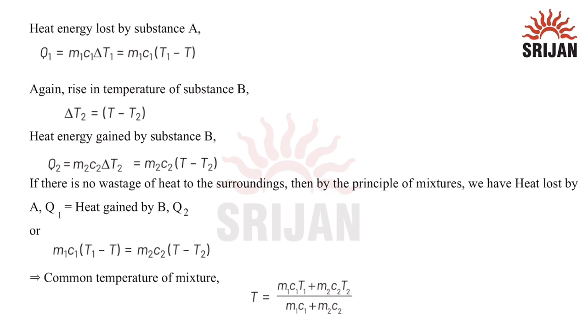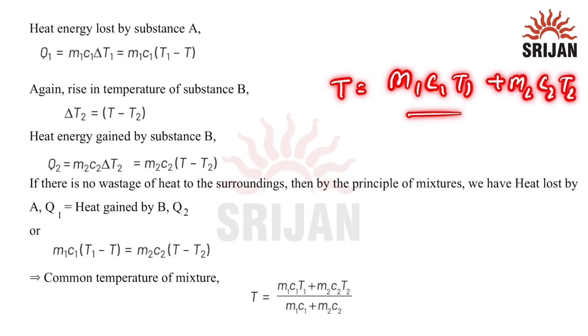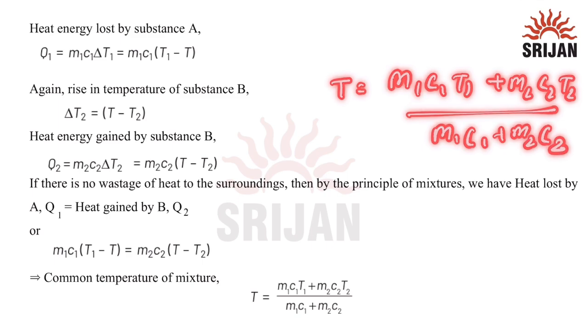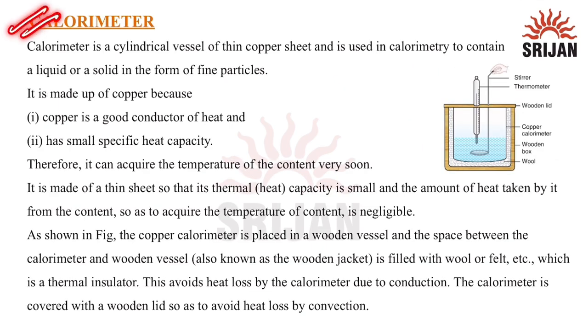Or I can say for common temperature, T would be equal to M1 C1 T1 plus M2 C2 T2 divided by M1 C1 plus M2 C2. Okay. Now, what is a calorimeter?